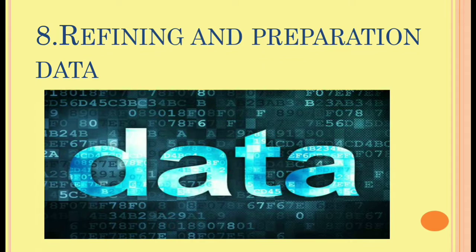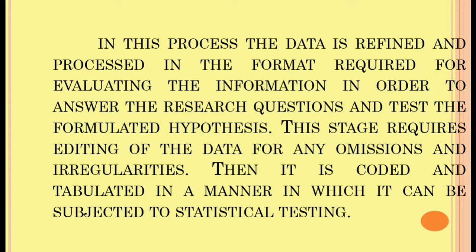The next step is refining and preparation of data. In this process, data is refined and processed into the format required for evaluating the information, in order to answer the research question and test the formulated hypothesis. This stage requires editing of the data for omissions and irregularities. Then it is coded and tabulated in a manner in which it can be subjected to statistical testing.